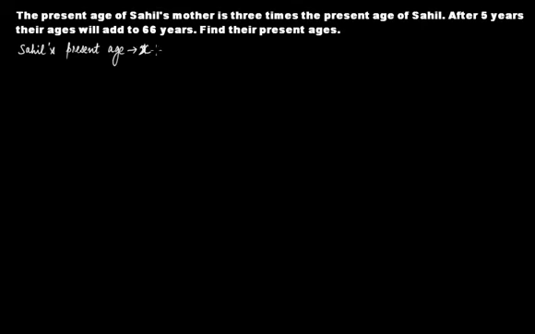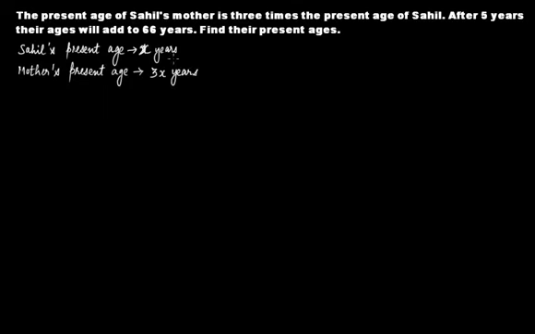Okay, x years. So if the present age of Sahil is x years, his mother's age is actually 3 times his present age. So the mother's present age becomes 3x years, right?